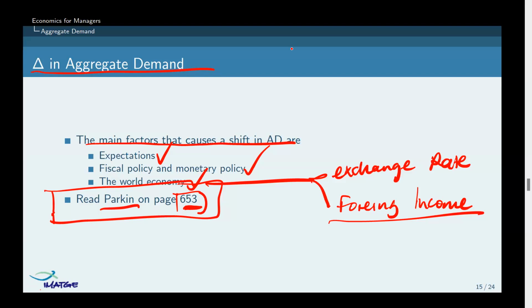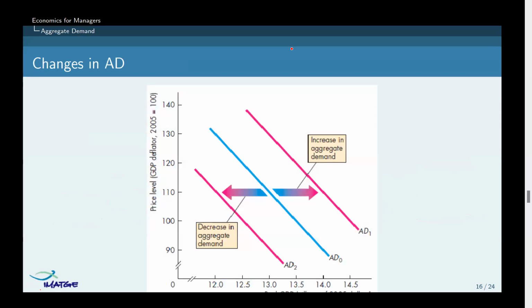Because remember, countries do not operate in a vacuum. They do operate in an environment that is populated by other countries. So here we have a decrease in aggregate demand, and we have an increase in aggregate demand. Which means for every price level that we are talking of, if there's an increase, okay, let's talk of a decrease first. So this was our original aggregate demand, and then there is a reduction in AD.